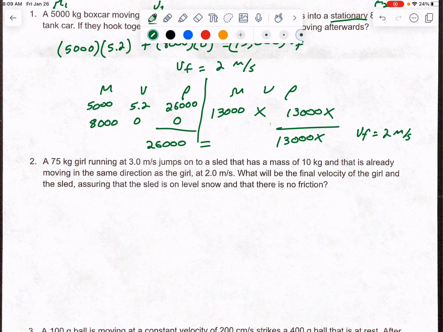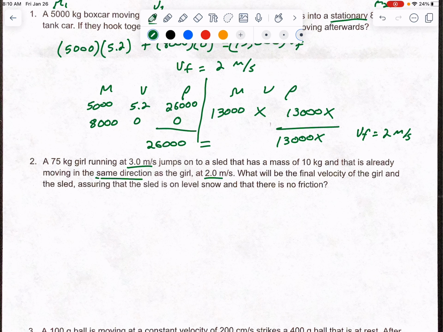mostly the equation stuff. Okay, number 2: a 75 kilogram girl is running at 3 meters per second, jumps onto a sled that has a mass of 10 kilograms, and that is already moving in the same direction as the girl at 2 meters per second. So as far as velocities go, I don't need to make anything negative because they're both going in the same direction. What will be the final velocity of the girl and the sled? Assume that the sled is on level snow and there's no friction.